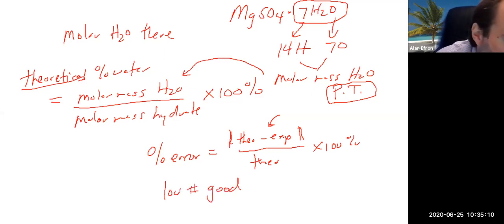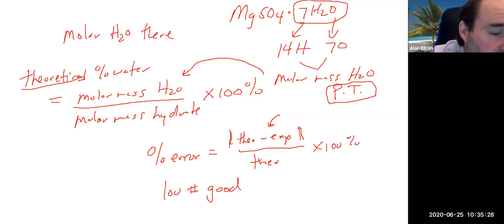So if you have like 1% error, that's pretty good. You have 0.2% error, that's even better. If you had like 75% error, that's not so good. That means you probably did some things really wrong in this experiment. So when we calculate percent error, what we're looking for is really a low number.